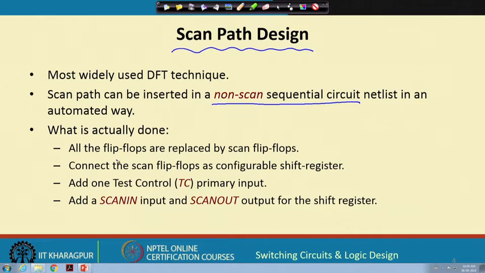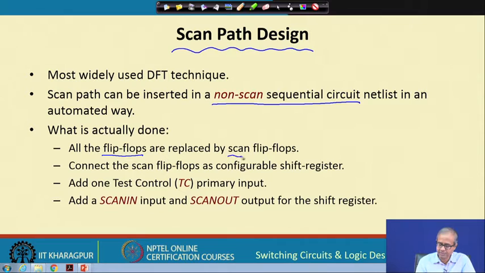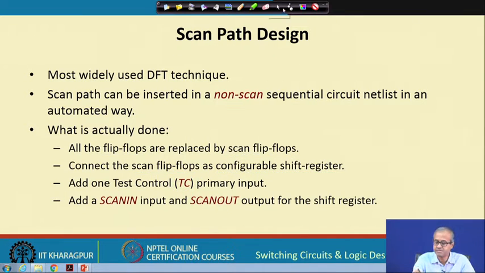First is that the flip flops are modified into something called scan flip flops. Then the scan flip flops are connected in a certain way such that you can use them as a configurable shift register. We shall see how. One additional primary input pin is added, and there are a couple of other pins, scan in and scan out pins for this shift register, that are also added. Let us see how it works.